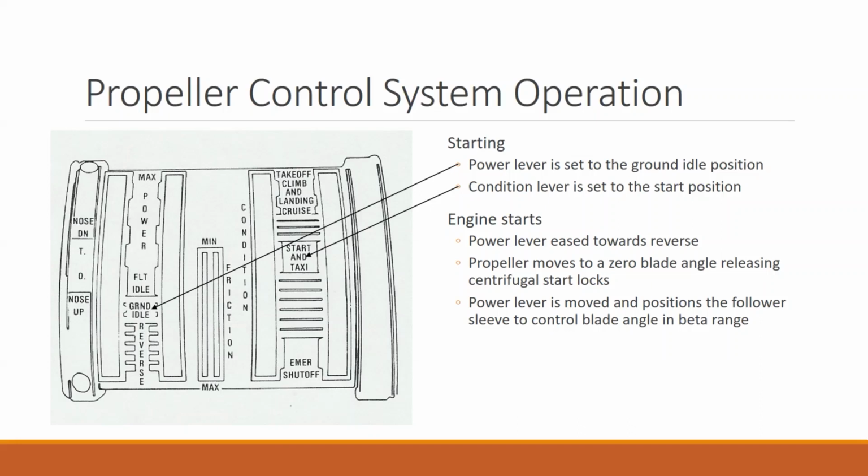Then we can start to move our power lever, keeping our condition lever in the start and taxi position on the ground. And we're not going to bump the engine up to high RPM until we're ready to take off.